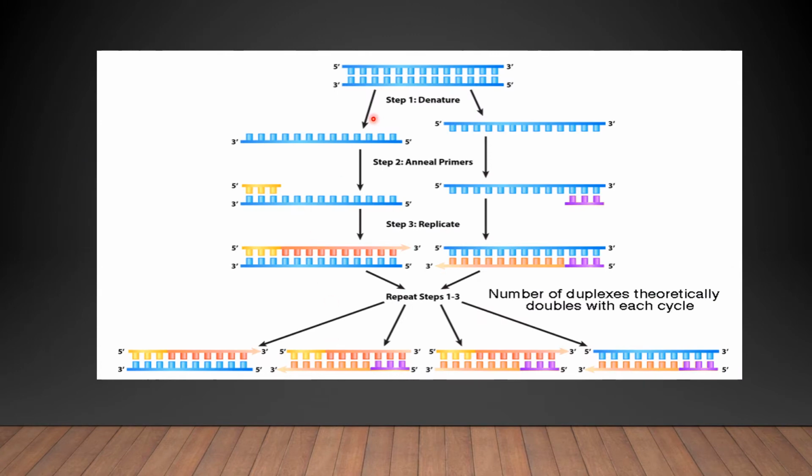Here in this picture you can see the DNA strand where it gets denatured and the two strands get separated. And the second step involves the use of primers, and with the help of primers the annealing takes place. And the third step involves the replication, that is the synthesis of the new DNA strands. These are the new DNA strands obtained.